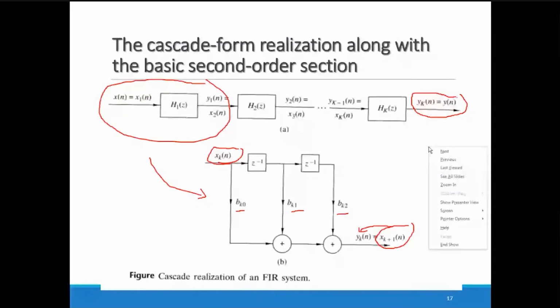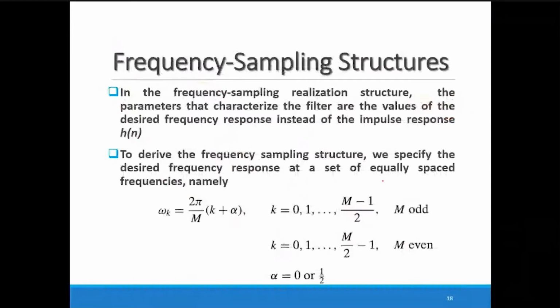Okay, let us go for another structure, that is the frequency sampling structure. In the frequency sampling realization structure, the parameters that characterize the filter are the values of the desired frequency response instead of the impulse response.